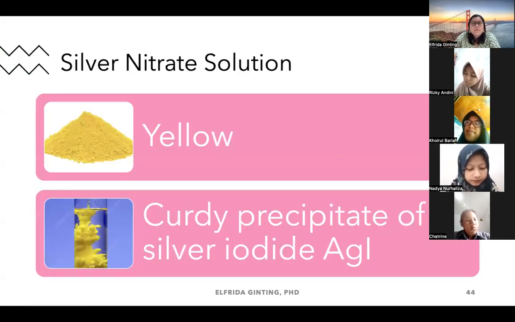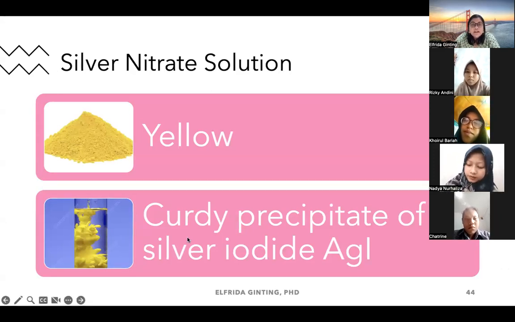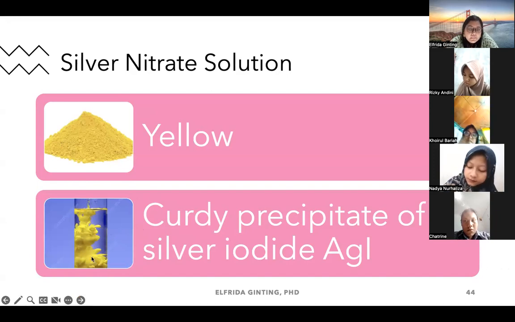Okay. Now, the next reagent to identify iodide is silver nitrate solution. So when you mix silver nitrate solution with iodide, this precipitate will be formed in the solution. So you can see here, right? This is silver iodide.